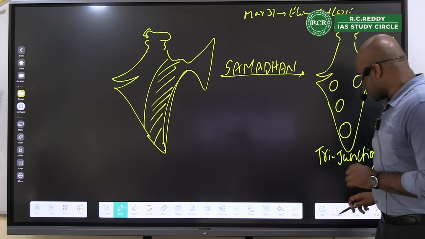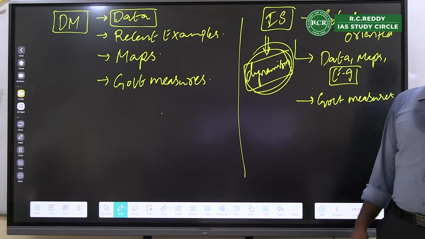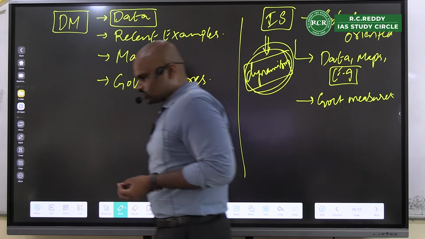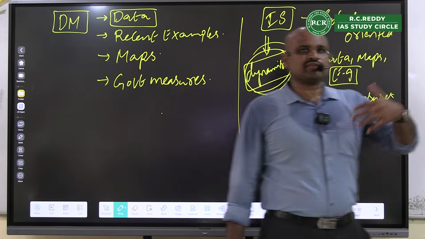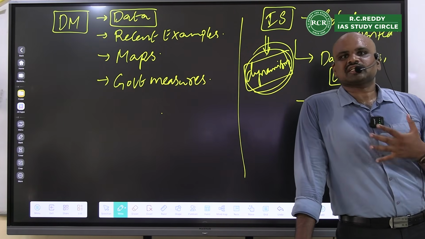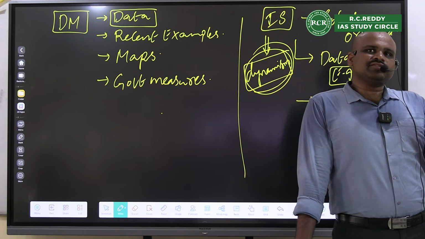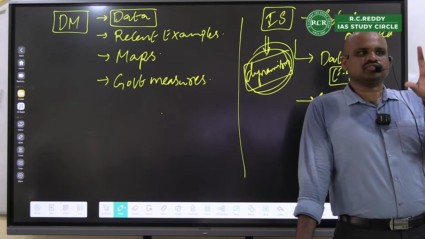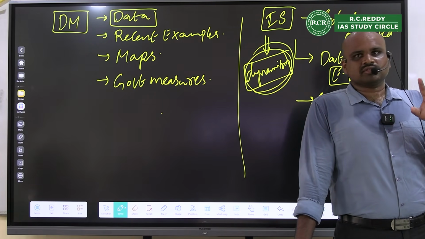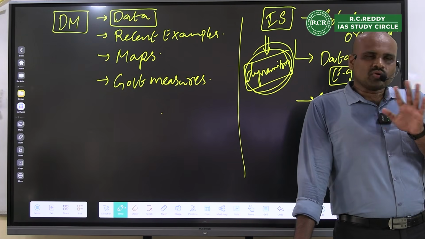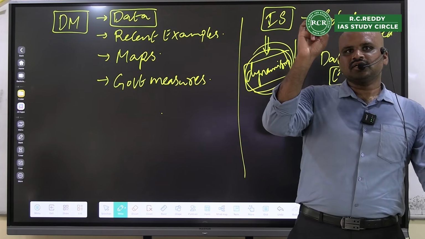So whenever you are writing internal security, at any cost, please bring in the dynamism. Dynamism with respect to the methodology of operations, dynamism with respect to the stakeholders involved, dynamism with respect to area of operation to a larger extent. In all of these aspects, you will have to bring in this dynamism. So these are the different aspects to be written with respect to GS1 and GS3 in specific with respect to the subjects.